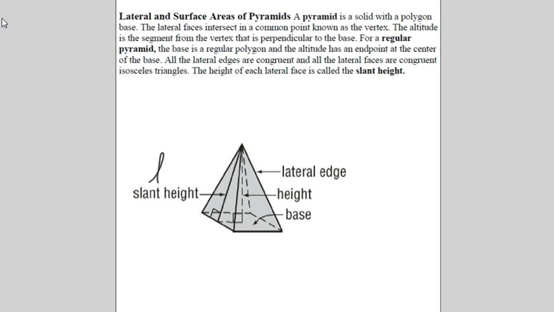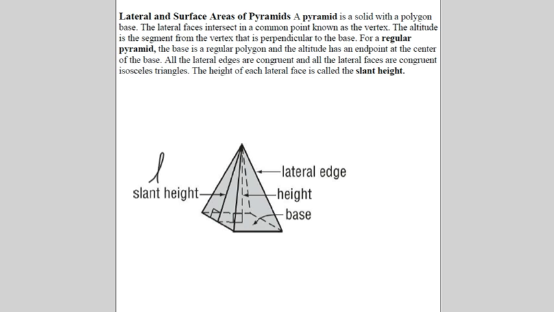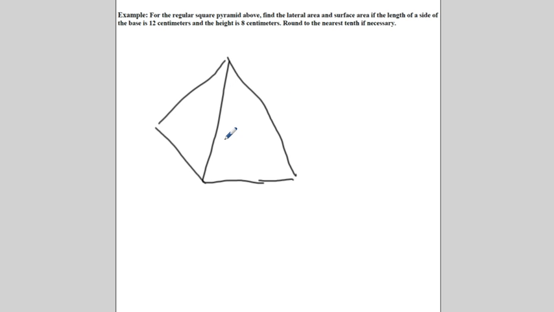Alright, so let's actually use this. So you've got an example, and it says, using a regular square pyramid above, find the lateral area and the surface area if the length of a side of the base is 12 centimeters and the height is 8 centimeters. So it's the same picture as this thing. To the top of your paper, I'm just going to draw it myself. Okay, so something like that. I know it's not beautiful.